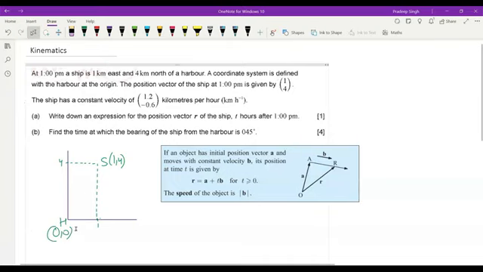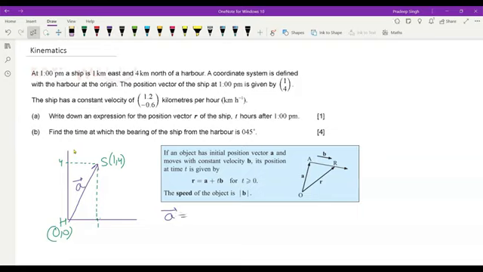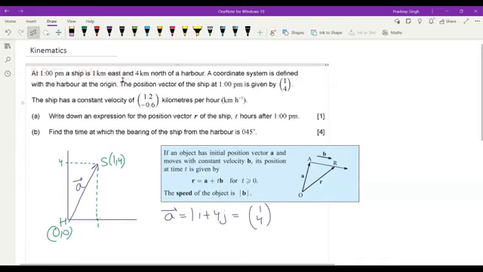And you can see the diagram on the left where the harbor is at the origin and the ship is at (1, 4). So by definition, if I connect the harbor origin with the ship, this HS will be the position vector initially. That is the A vector. So let's write down, A vector can be written as 1i plus 4j, or in the column notation, we can write it like (1, 4). The velocity vector they have given already.